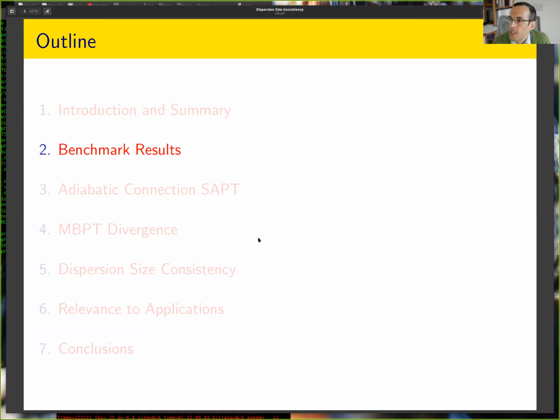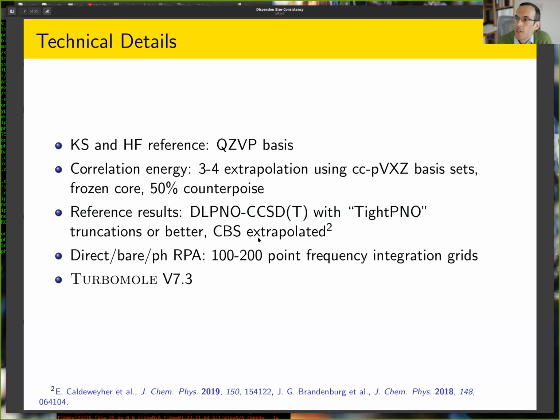So let's start with looking at some benchmark results. Here are sort of the technical details. I want to emphasize that it's really, really important when you do correlated wave function calculations, any type, including RPA or coupled cluster, to do complete basis set extrapolations. You cannot just do a triple zeta calculation and hope you're there. It's just not true, okay? And you have to really make sure that everything is converged.